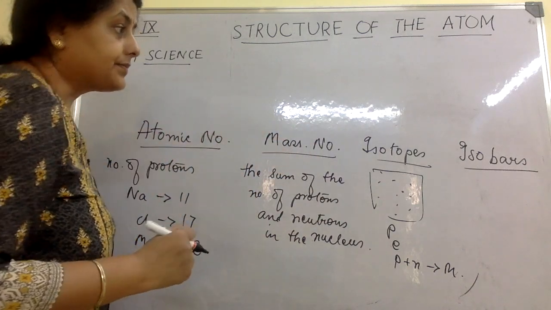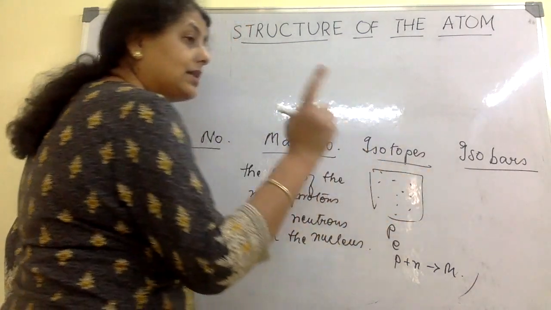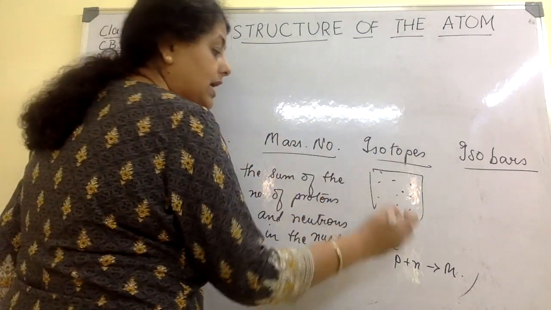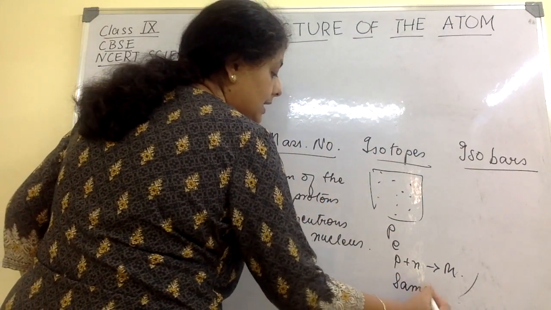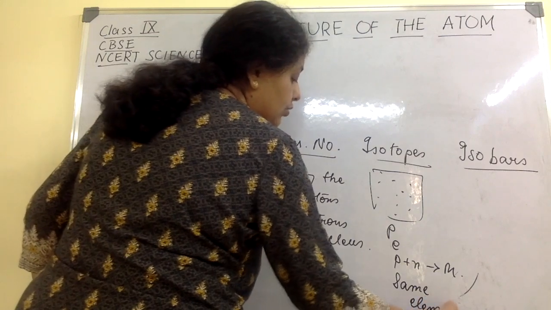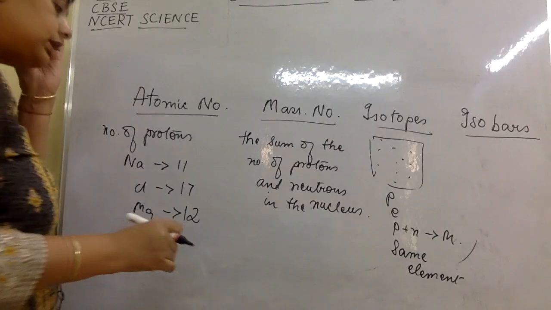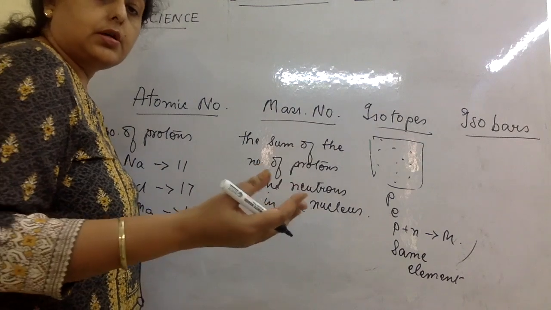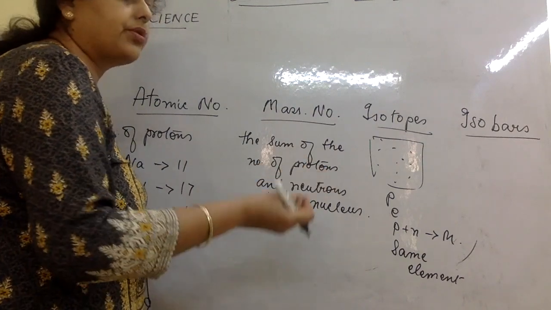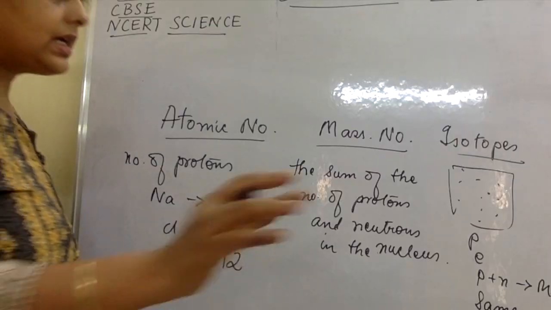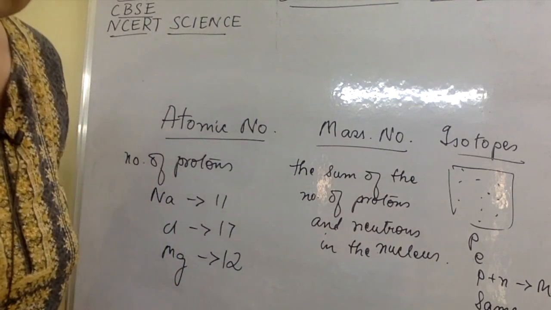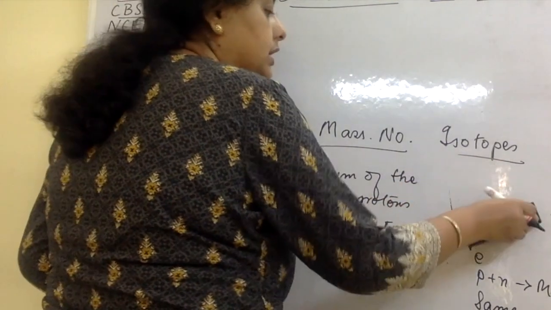Okay, now these are atoms of the same element. Remember, isotopes come from same element. Okay, it can come from only carbon or only chlorine, anything. You'll find isotopes in uranium. Okay, uranium has isotopes.